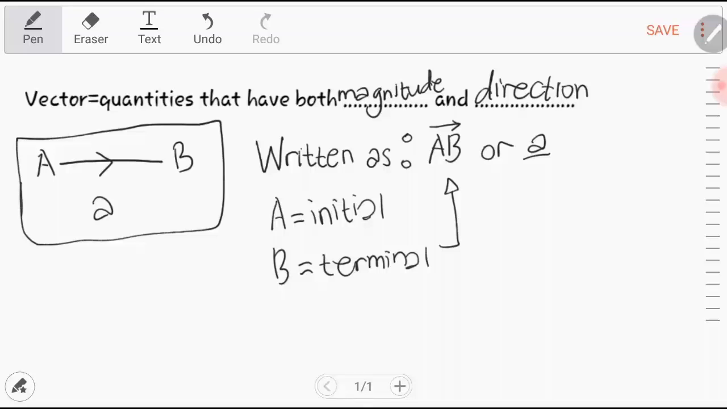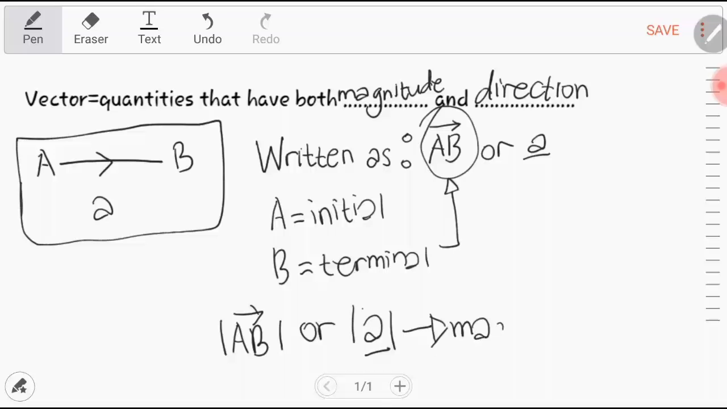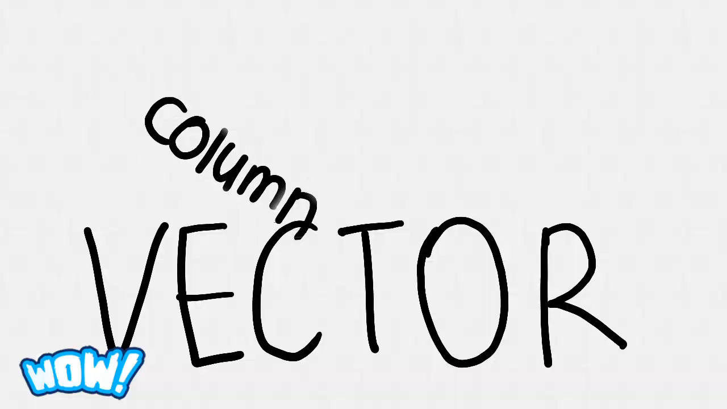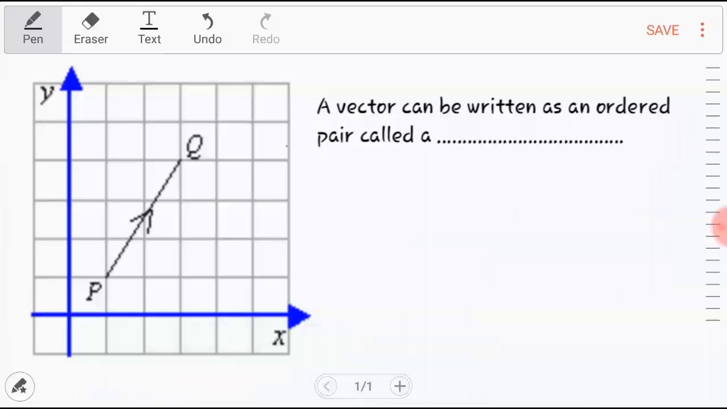And the magnitude of this vector can be written like this, or you may also write it like this. And if you're wondering what a magnitude is, it's the length of the corresponding segment. A vector can be written as an ordered pair called a column vector.